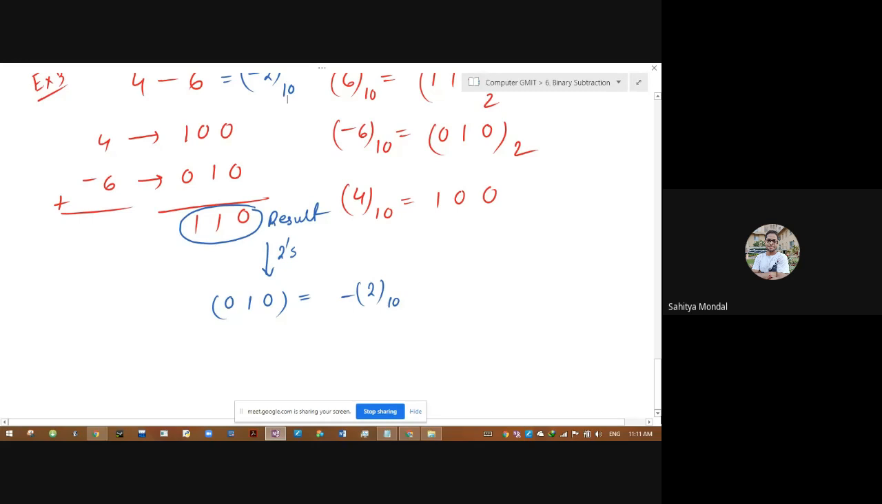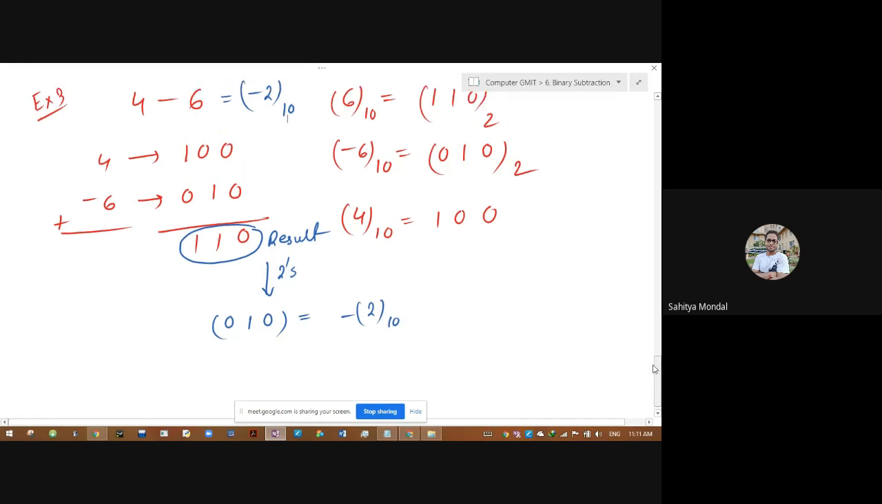the concept will be same. Computer works in 32 bit. For the demonstration purposes I am using 3 bit. Now same example I am doing in 4 bit.